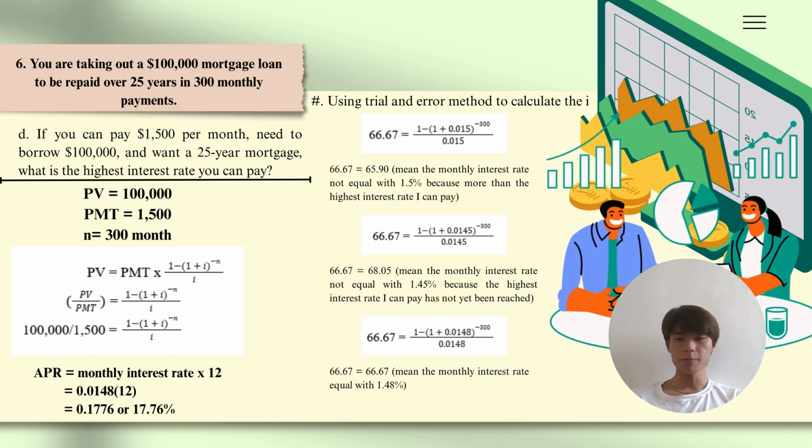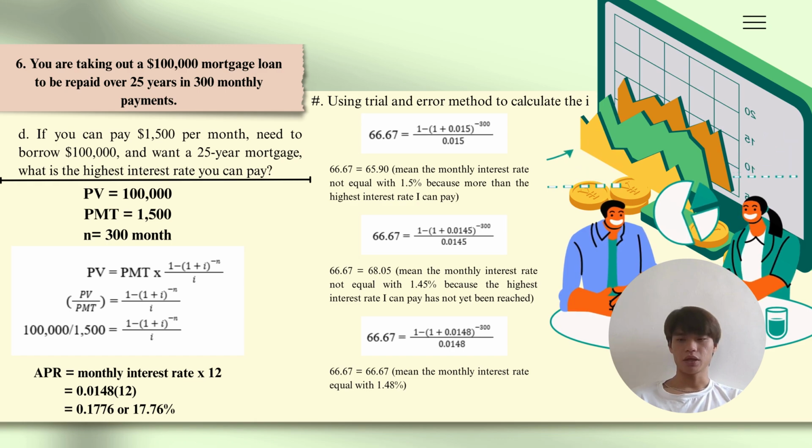Next, if the monthly interest rate equals 1.45%, use the formula (1 minus 1.0145 to the power of negative n) divided by 0.0145, and we get 58.05. It means the monthly interest rate is not equal to 1.45%, because the highest interest rate that I can pay has not yet been decreased enough.